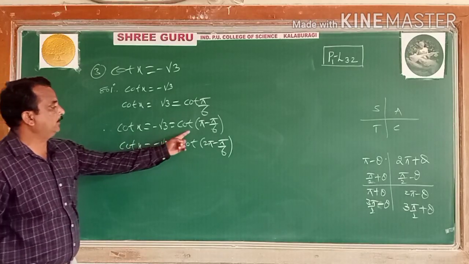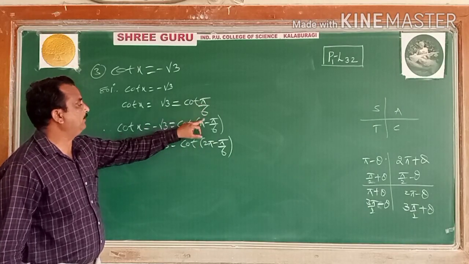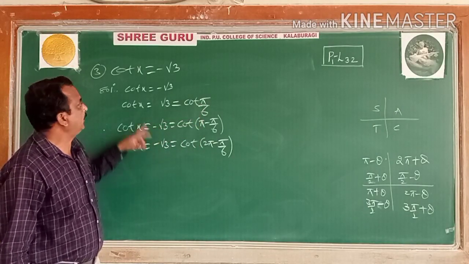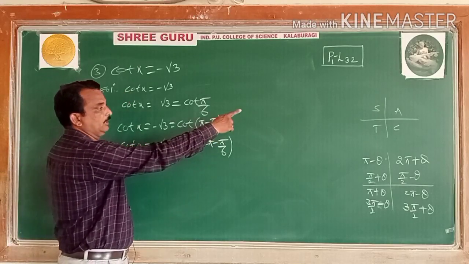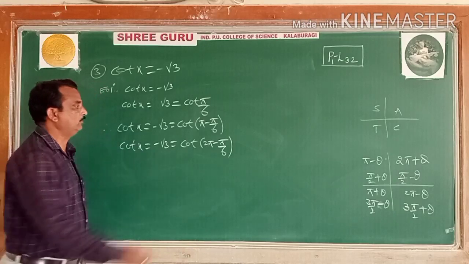Cot x equal to minus root 3. Cot of root 3 value is pi by 6. So it is negative. Where is cot negative? Cot is negative in the second and fourth quadrants. This is the second quadrant value and this is the fourth quadrant value.